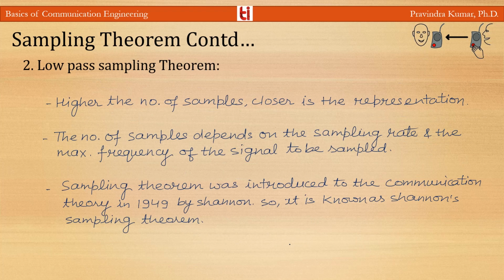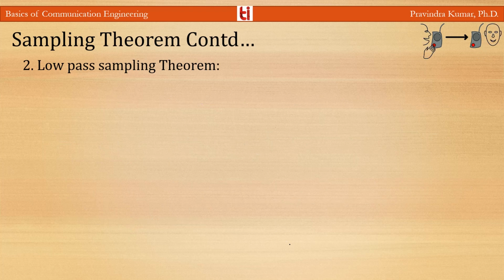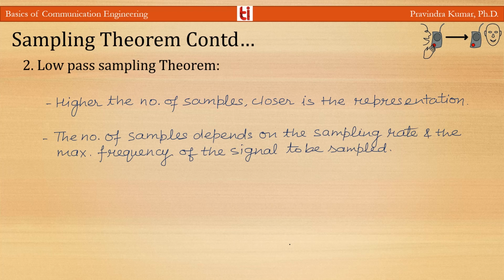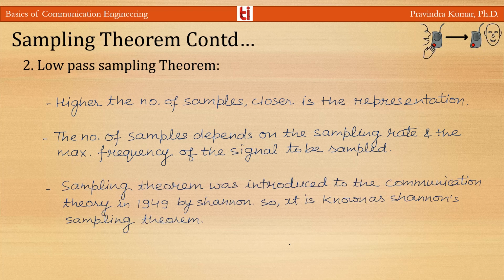Now, the low pass sampling theorem. In order to represent the original message signal faithfully without loss of information, it is necessary to take as many samples of the original signal as possible. The higher the number of samples, the closer is the representation. The number of samples depends on the sampling rate and the maximum frequency of the signal to be sampled. The sampling theorem was introduced to communication theory in 1949 by Shannon, so this theorem is known as Shannon's sampling theorem.